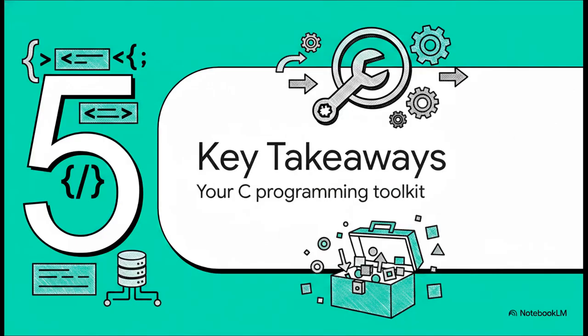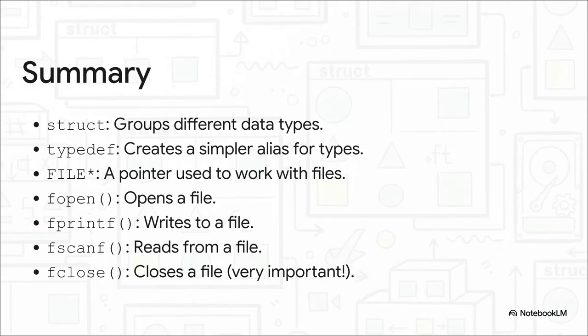Whew, we've actually covered a ton of ground pretty fast, right? We went all the way from creating our own custom data packages to actually making them permanent. So let's do a quick flyby of the key tools we've just added to our C programming toolbox. Okay, let's nail this down. Struct. It lets you create your own data types. The dot operator, that's how you get inside them. Typedef makes your code so much cleaner. Then you have your file functions, fopen, fprintf, fscanf, and please remember the all-important fclose.